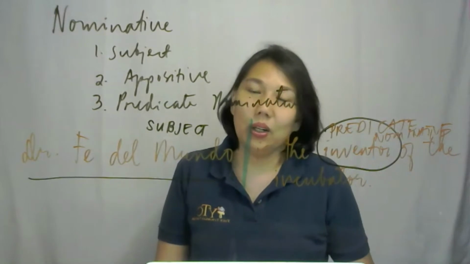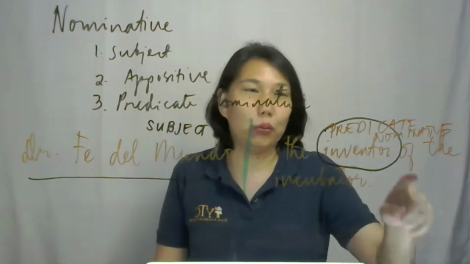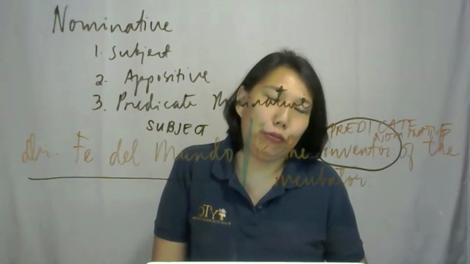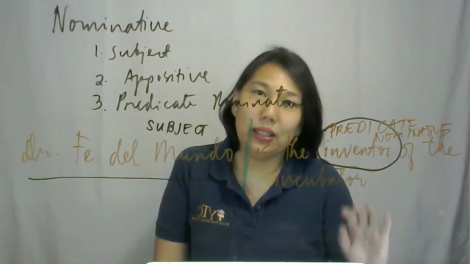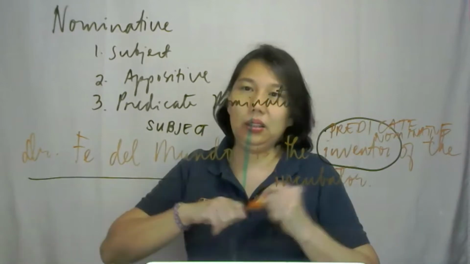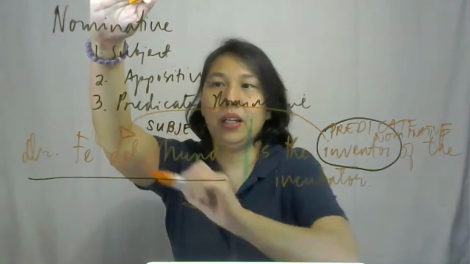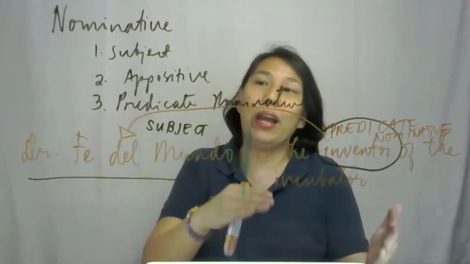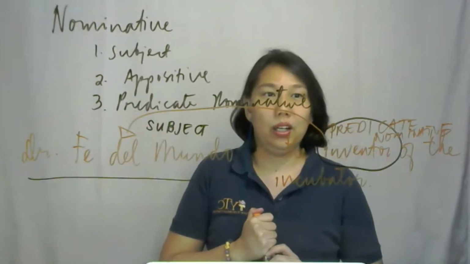So in this sentence, we have the noun used as subject and we have the noun used as the predicate nominative. Even if this noun used as predicate nominative is found in the predicate part, it refers back to the subject. So it renames the subject, or it is the subject. The inventor is Dr. Fe del Mundo, and Dr. Fe del Mundo is also the inventor.